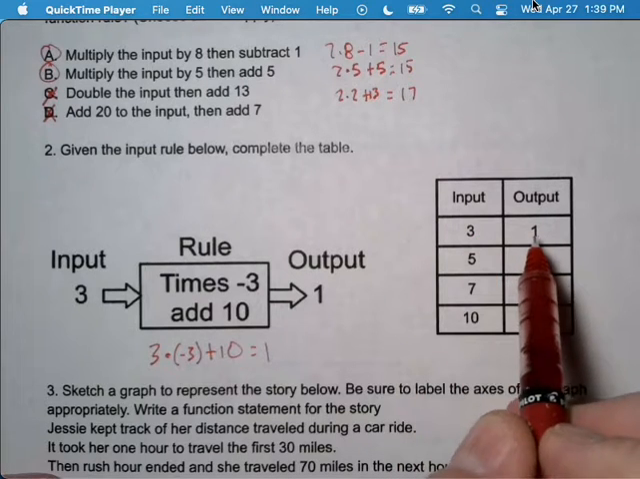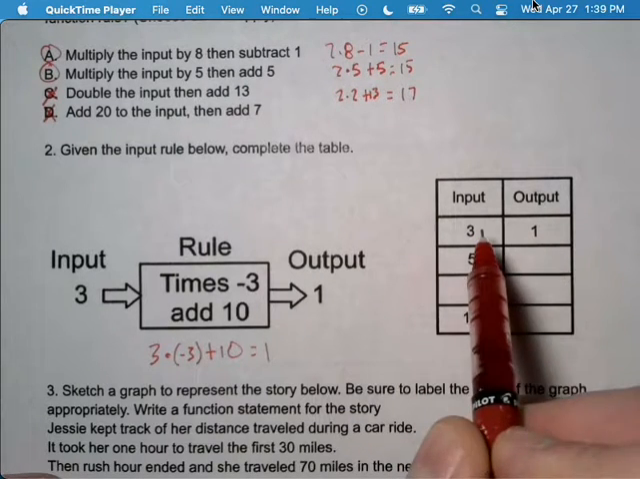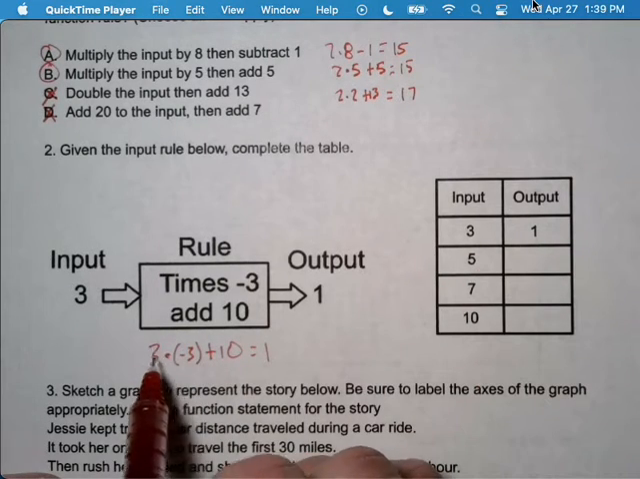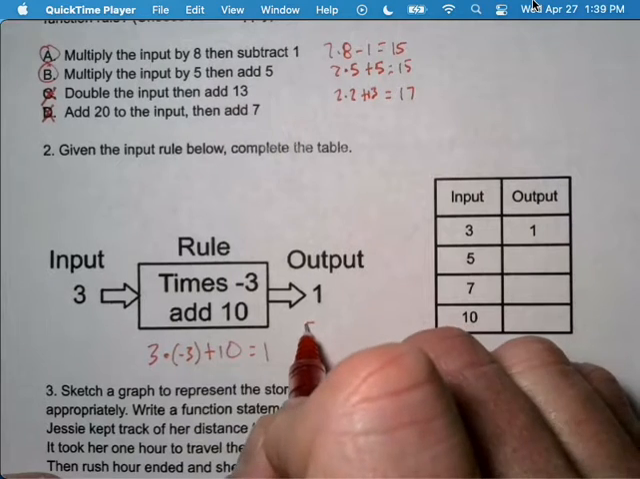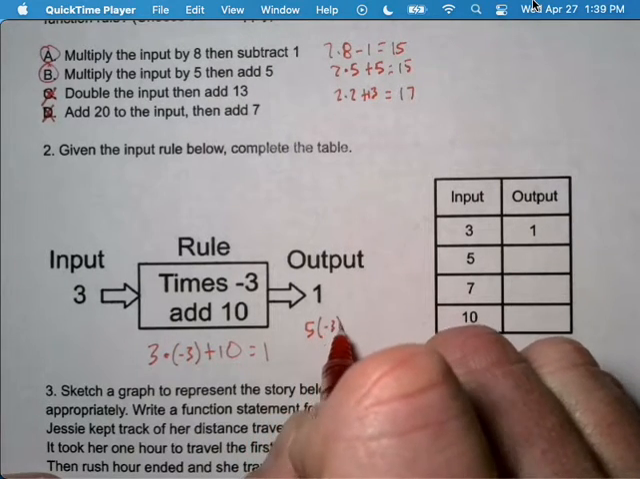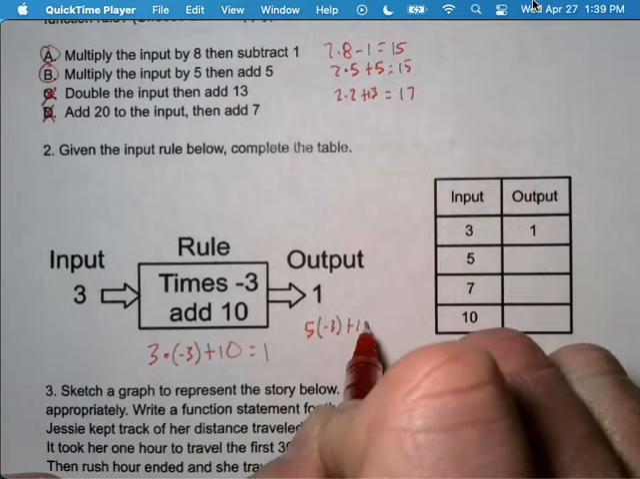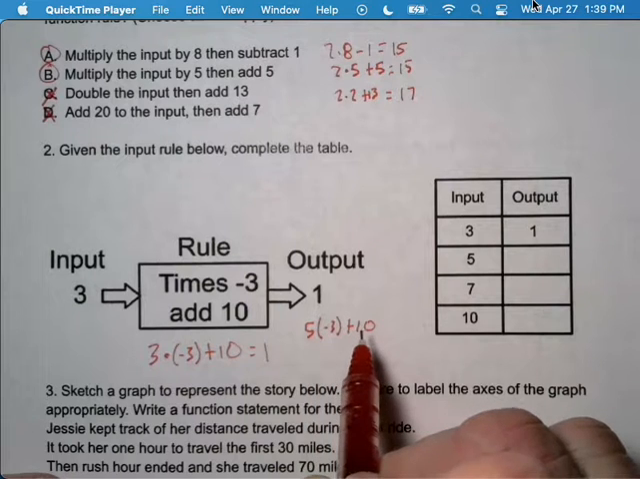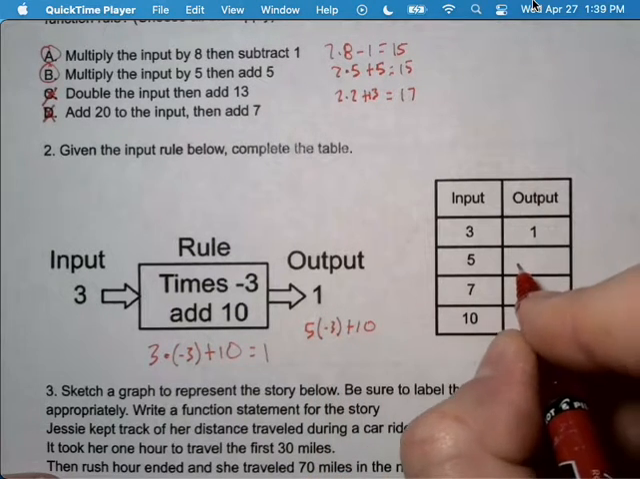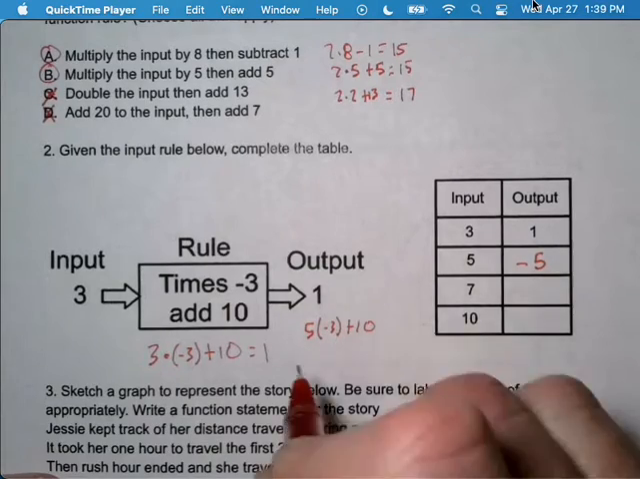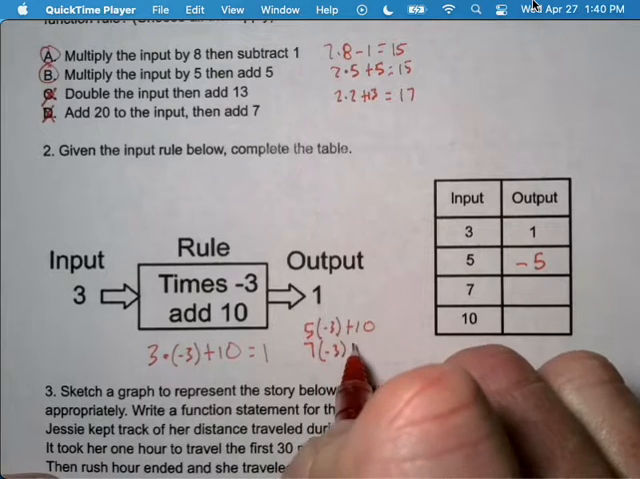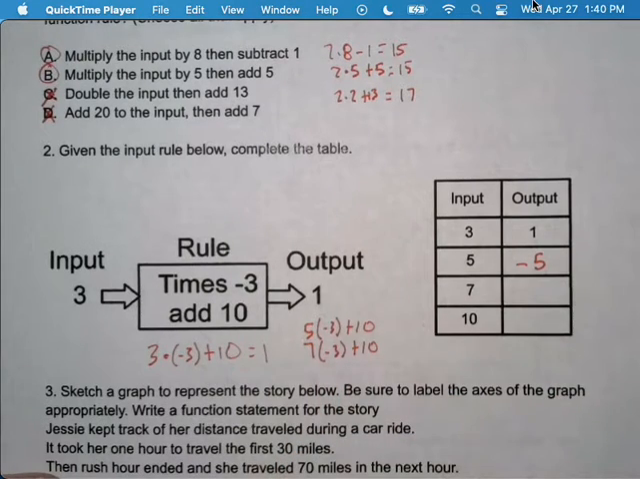We've already got our input and an output filled in here. So all I need to do is complete the table. So if my input changes to 5, that would be 5 times negative 3 plus 10. So 5 times negative 3 is negative 15 plus 10. That would be negative 5. Okay? And then I change my input to 7. So 7 times negative 3 plus 10. What's 7 times negative 3? Negative 21 plus 10.